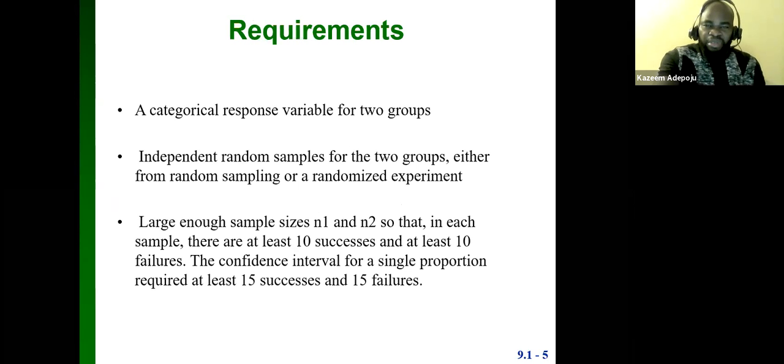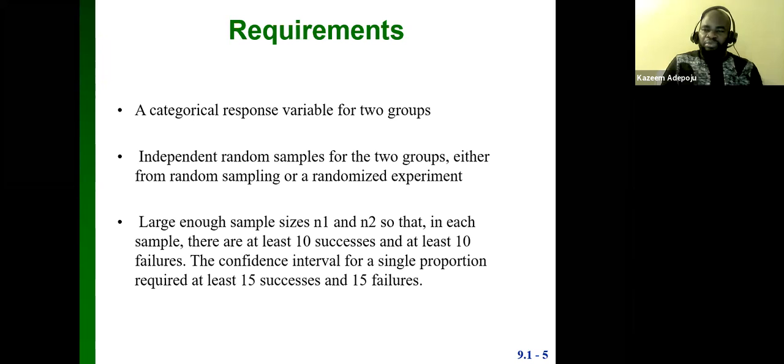Before we can do that, we have some requirements that I'm going to call assumptions. Number one is that we should be talking about a categorical response variable for two groups. Why does it have to be categorical? Based on the example I just cited, the characteristic of interest is female, so we're talking about gender, and in any parliament that can be categorized as having female members or male members. Then another requirement is independent random samples for the two groups, either from random sampling or randomized experiments. So the samples taken from the two groups have to be done randomly.